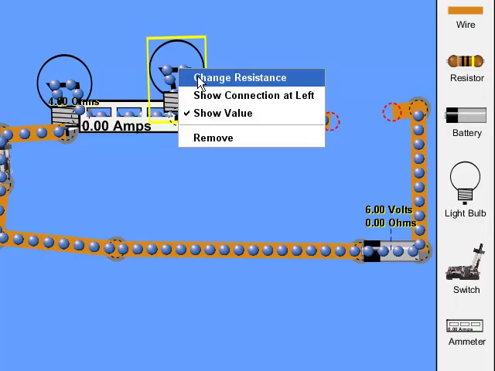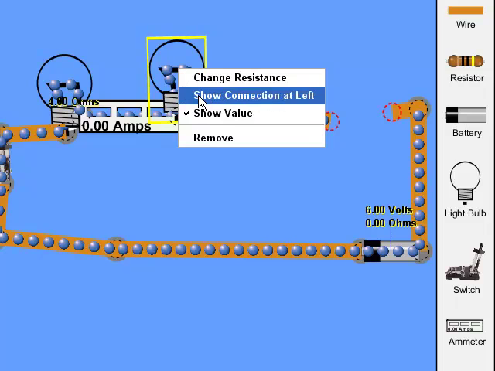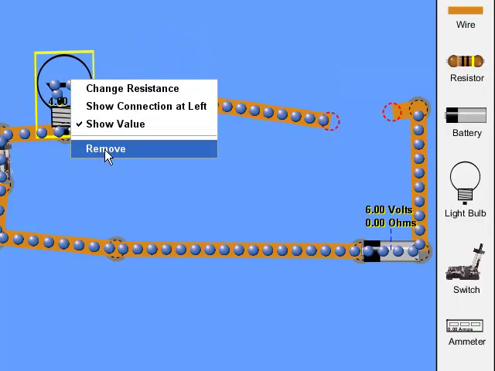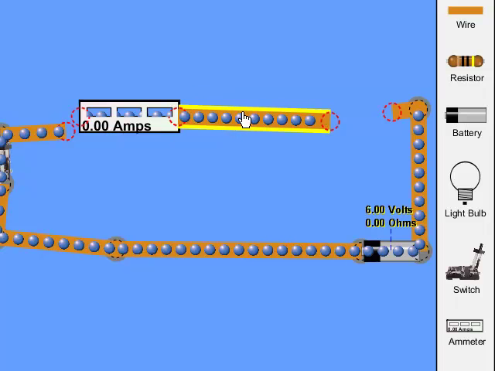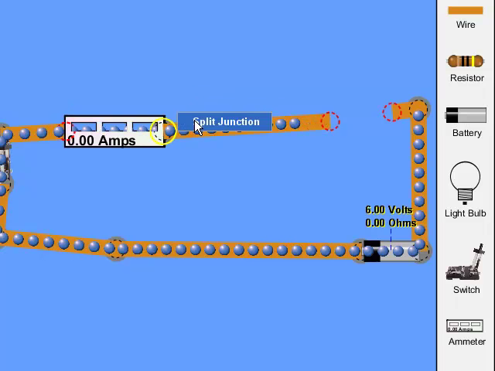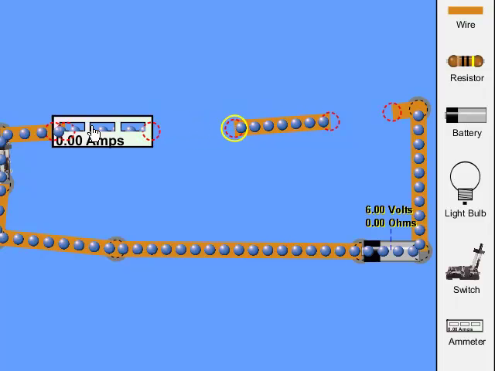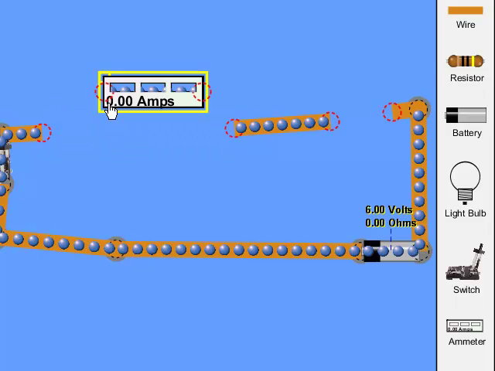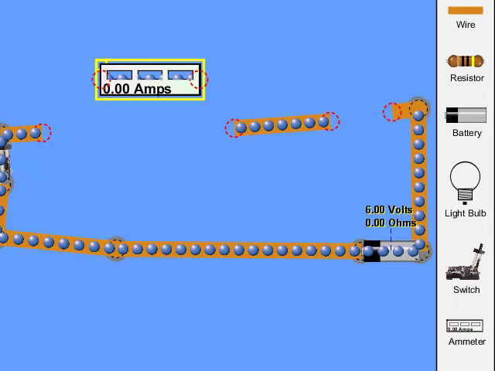Okay, so I'm going to take this one out here, and I'm going to take this one out. I didn't mean to connect that. Okay, it keeps connecting these junctions here. It keeps doing that. I cannot move it away. Just let me move it away. Oh man. There we go.